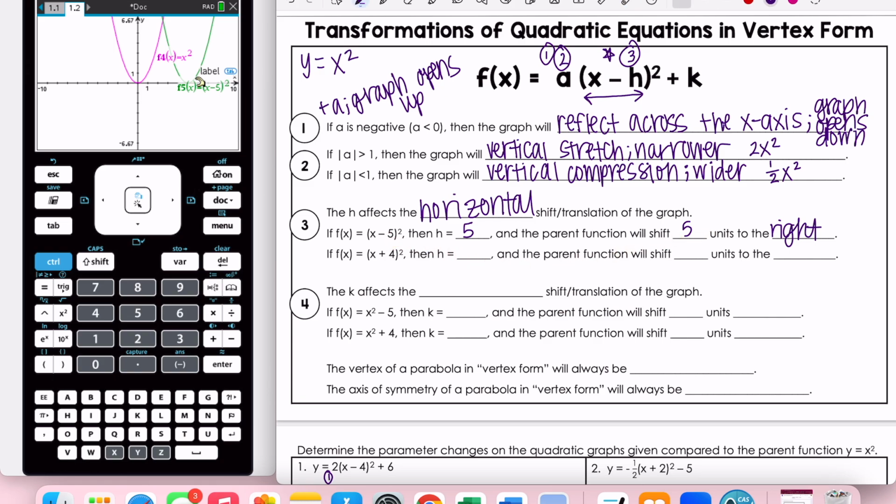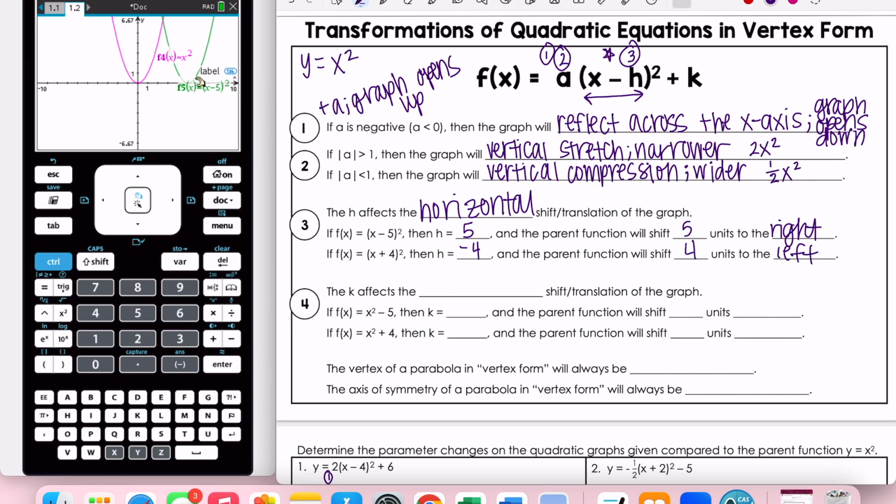Now, this is going to also be the same for the next problem. Again, we want to think opposite. So it says if f of x equals x plus 4 squared, then h equals, well, the opposite of positive 4 is negative 4. And your parent function will shift 4 units to the left.